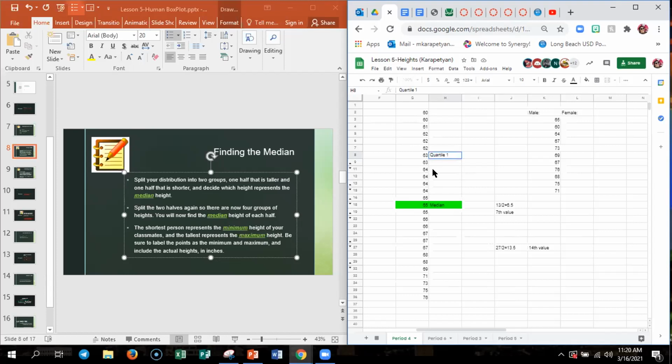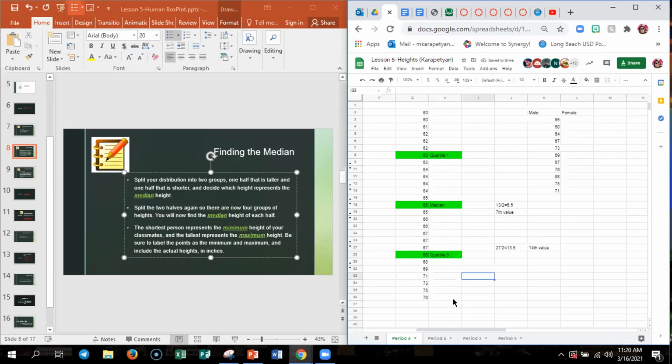So the 7th value in the first half of my data, that's quartile 1. Then I come down to the second half of my data and I count again to the 7th value, looking only at the second half of my data. So 60, that's 1, 2, 3, 4, 5, 6, 7. This here is now my quartile 3.